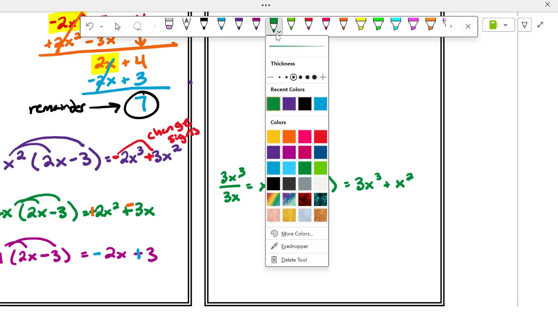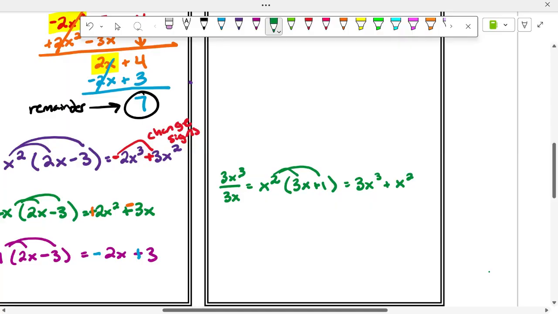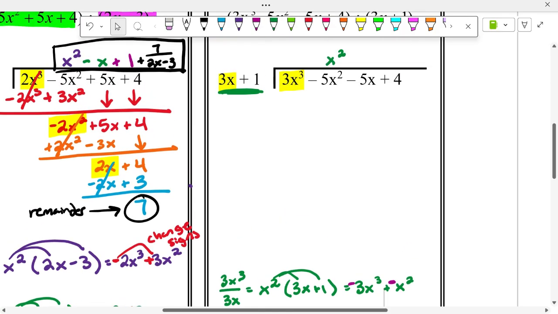All right. Hayden, what's my next step? So I got what I'm going to subtract. So what do I need to do before I can subtract? Change the signs. Good. I'm going to change this to a negative, this to a negative as well. So when I bring it up, I have negative 3x cubed minus x squared.